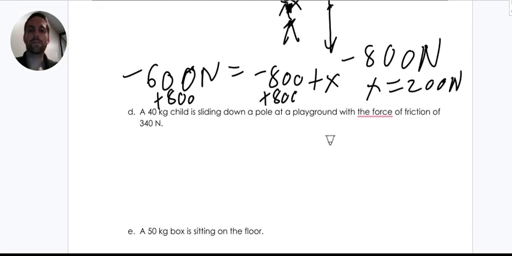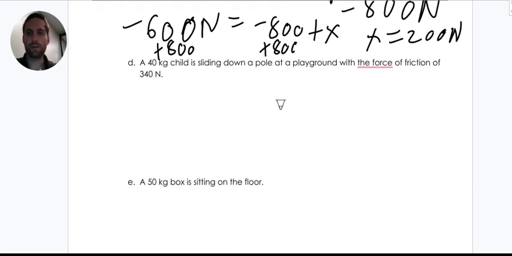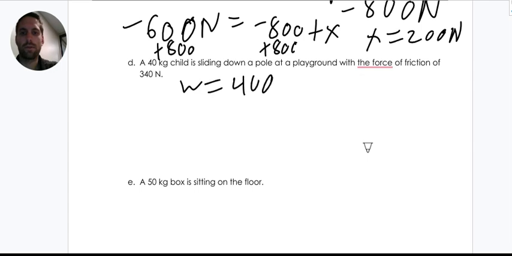All right. For part D, here's the mass again, 40 kilograms. Weight equals mass times gravity, so 400 newtons. That's going down, sliding down a little pole at the playground.